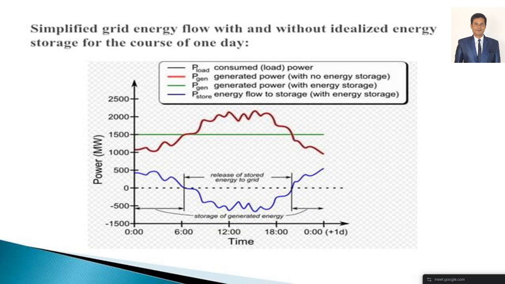Okay, so the next line, the blue line, what you can say is your energy flow to the storage. So the energy is going to the storage, in the batteries, with energy storage, right? So these are the 4 things you have to understand.